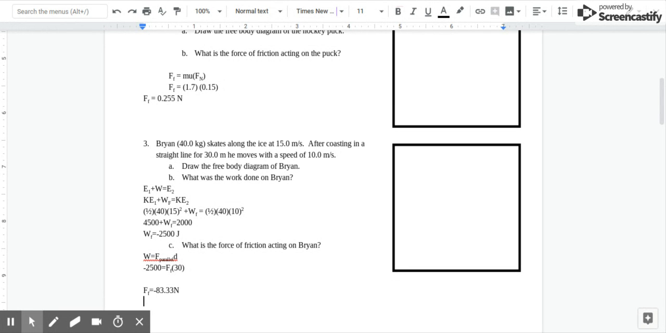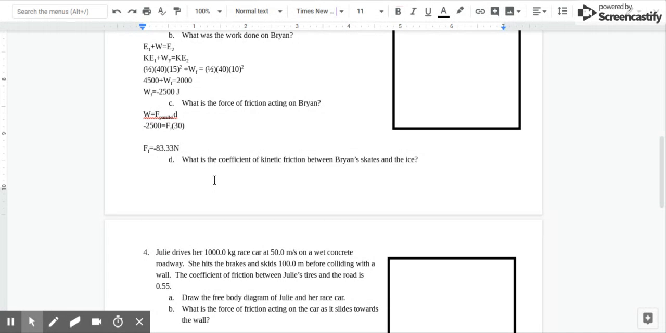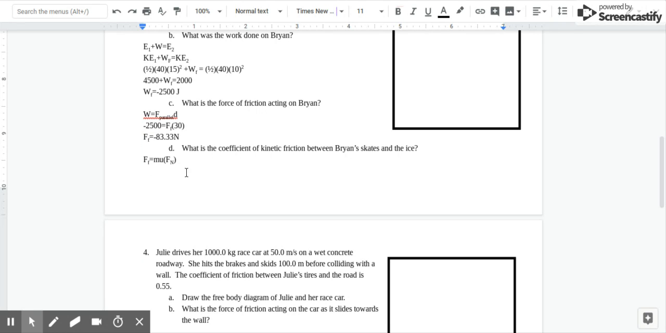All right, and then the last question is asking about the coefficient of friction between his skates and the ice. So we're going to use F friction, and I'm going to do it right this time, equals mu times normal force. Okay, our force of friction, we're going to use the absolute value of that, 83.33. It's going to be equal to mu times normal force. Normal force was 400. So we're just going to divide those out.